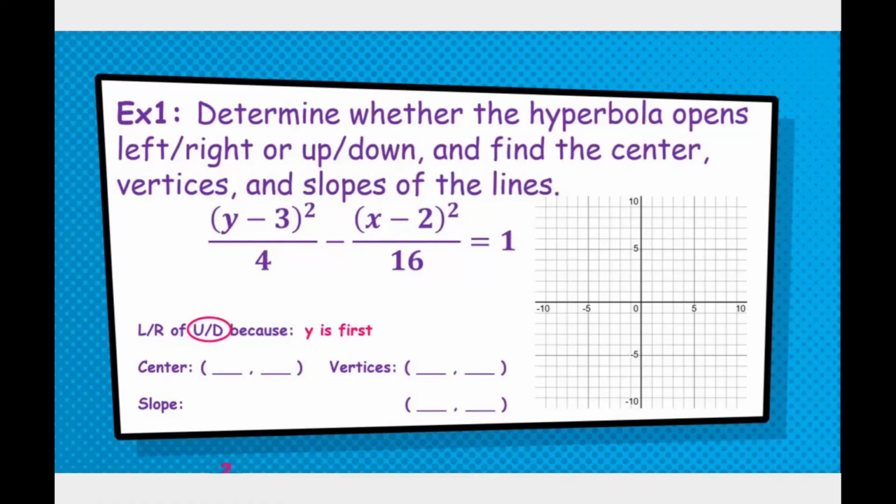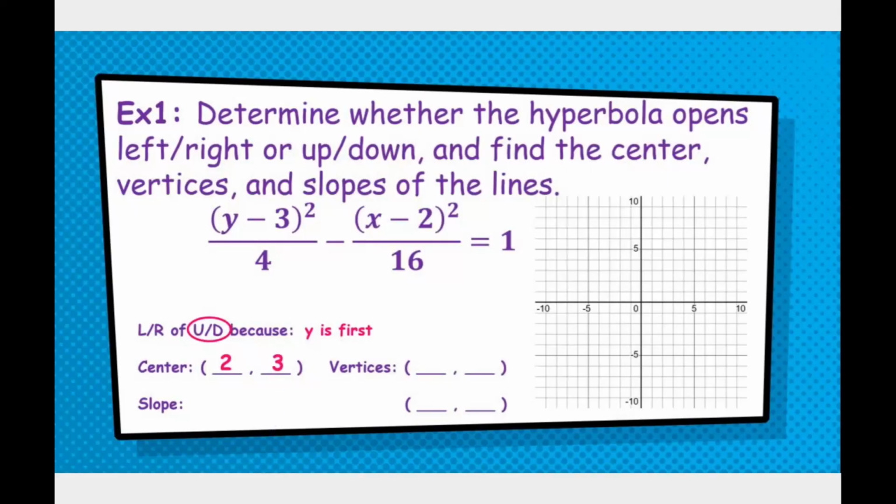If y is positive, that means we're going to be up or down, because y is first. Now, our center, when y is first, I've got to remind myself that y is y minus k. So when I write this, I don't want to do 3 comma 2. My h is always with x. So it's going to be 2 comma 3 for my center.